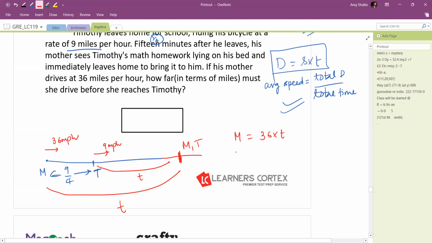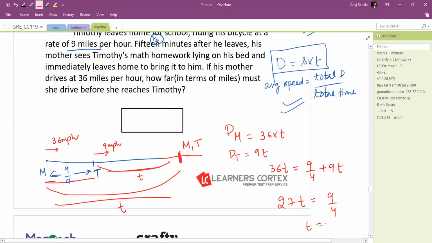How much distance is Timothy covering? Timothy is covering 9 into t. Now, if you look carefully, it is 36t equal to 9 by 4 plus 9t. This equal to this, and this I've written there. So this will become 27t equal to 9 by 4. Or you can say t equal to 1 by 12 hours.